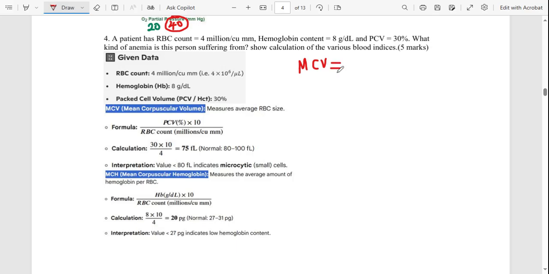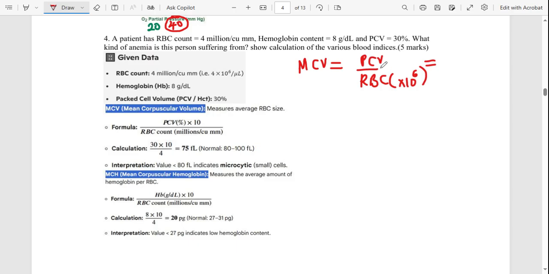MCV just tells you the average volume of a red blood cell. Okay, one red blood cell, like what's the volume of one red blood cell? And the way you calculate the MCV, mean corpuscular volume, is you get the packed cell volume, the percentage of packed cell volume, and you divide by the red blood cells. Please, this value that you use is already in 10 to the power 6. Okay, so that's what you need to know. It is already in this unit, so you don't include it when you are calculating.